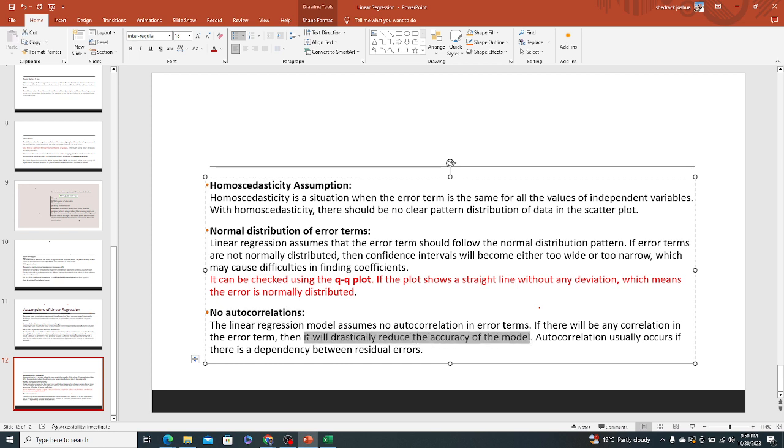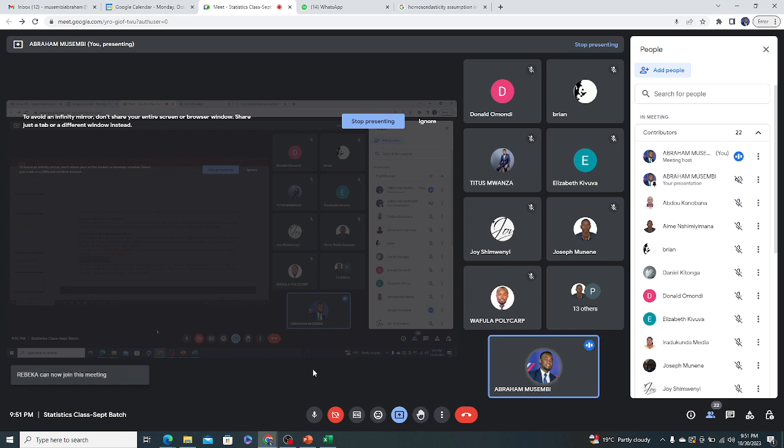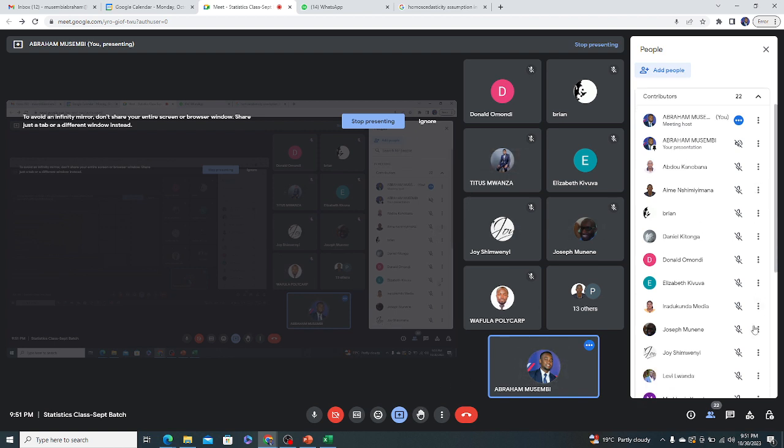So basically what we are saying is that we should have no autocorrelation, or correlation, between the error terms. We should not have autocorrelation between the individual error terms. And autocorrelation usually occurs if there is a dependency between the residual errors. Okay, yes, and that's all about the assumptions that I had.